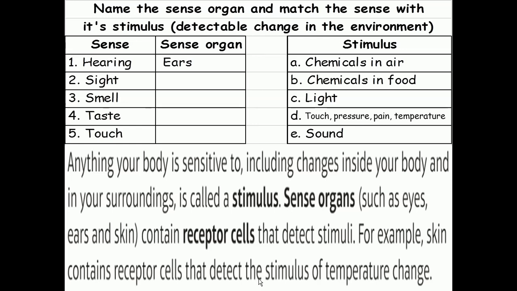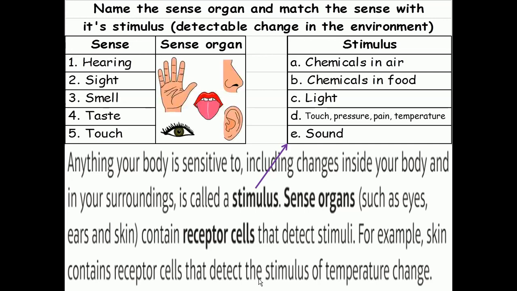Now, to relate this to how the nervous system works in your body, you need to understand that first there's a stimulus, that's a change in the environment that we detect. We detect it using our sense organs, such as the eyes, ears, and skin. And these sense organs contain receptor cells that detect the stimulus. For instance, if there's a change in temperature, which is the stimulus, you will detect it with the sense organ skin. And in that skin, there will be receptor cells that detect the change.